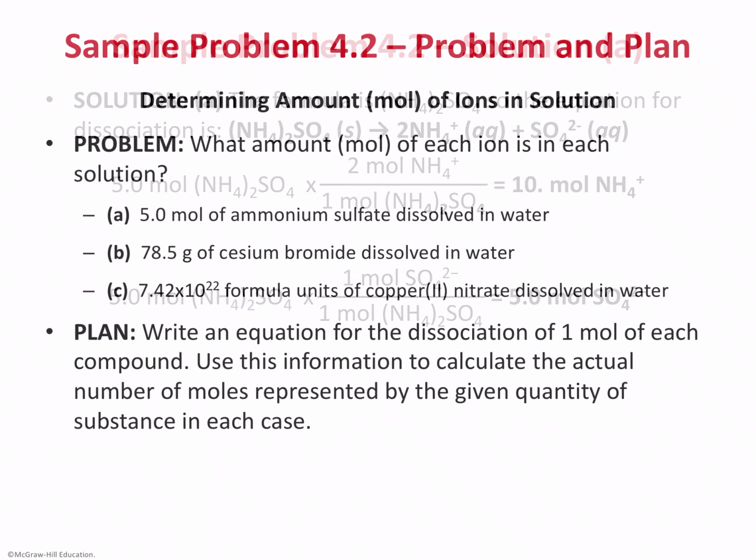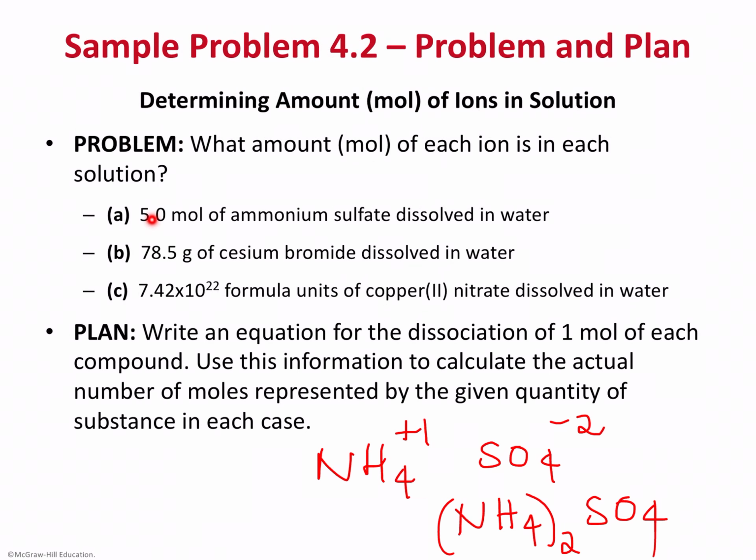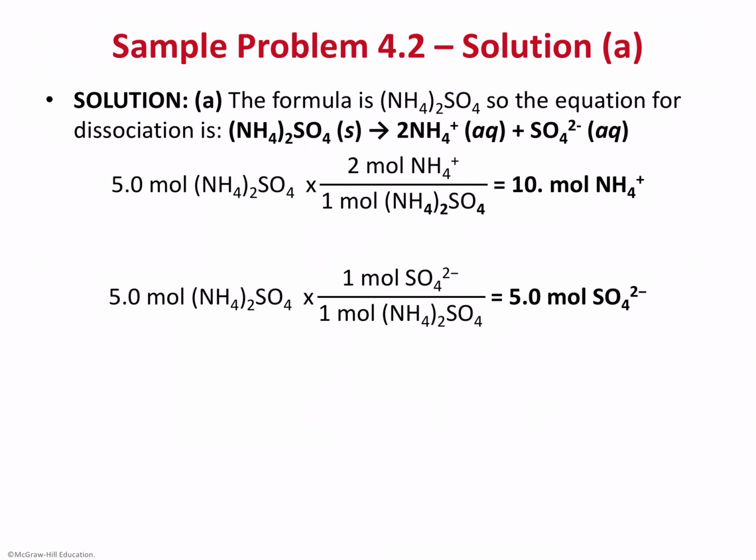So you start with 5 moles of ammonium sulfate. In 1 mole of ammonium sulfate there are 2 moles of ammonium ions, so 5 times 2 would be 10 moles of ammonium ion. And then with 5 moles of ammonium sulfate, you use the ratio: 1 mole ammonium sulfate has 1 mole sulfate. So that's going to be 5 moles of sulfate ions.